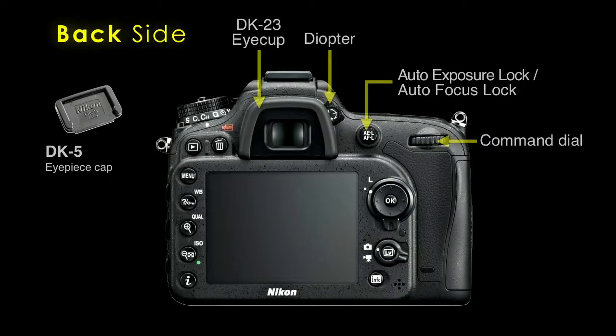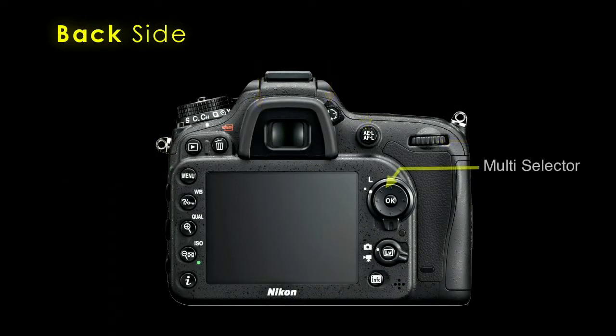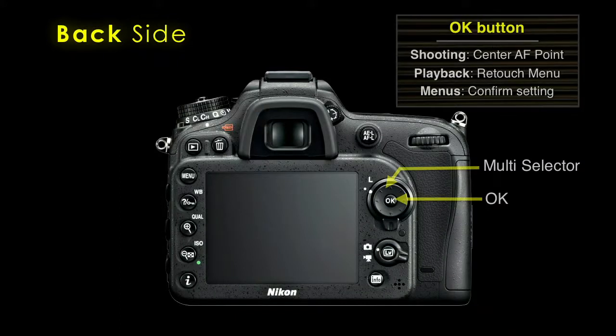Next up, we have our command dial. We have already talked quite a bit about that. We have our multi-selector, which we've dealt with before, but the main reason we're using the multi-selector in the shooting mode is for changing where our focusing point is. We have 51 focusing points, and we can choose individually where we want that point to be, and we can just go up, down, left, right to move that focusing point around.